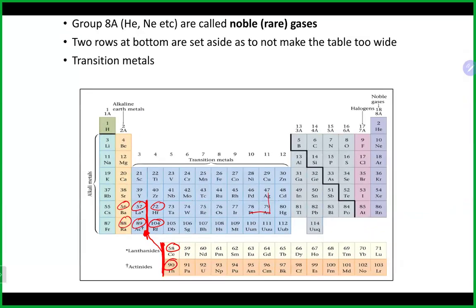Last sort of spot there on the periodic table is between group number 2 and group number 3. This is the transition metals.